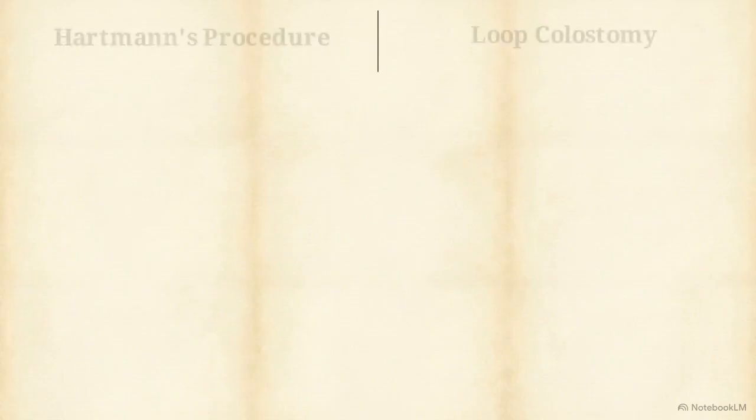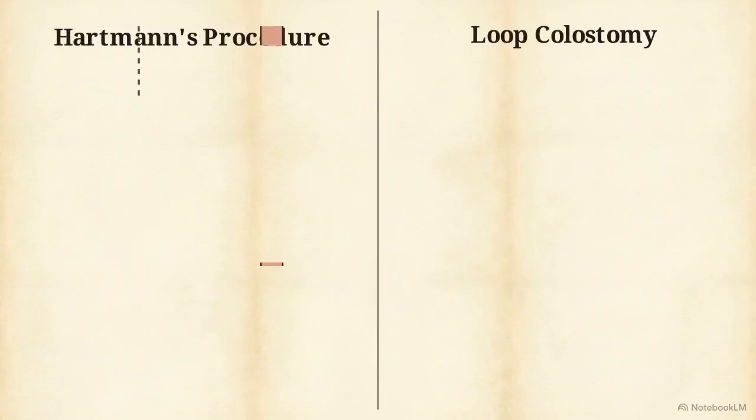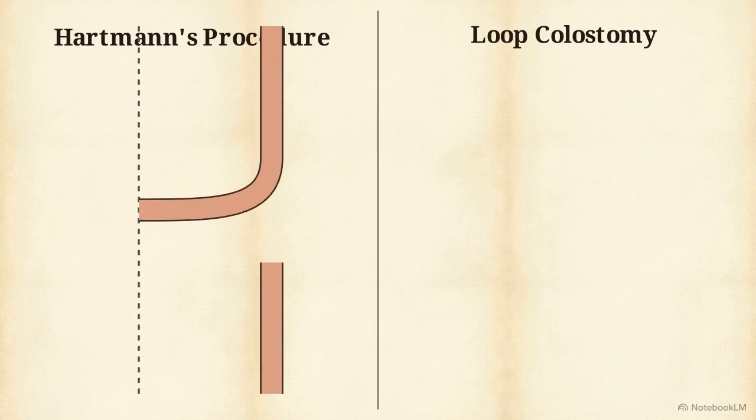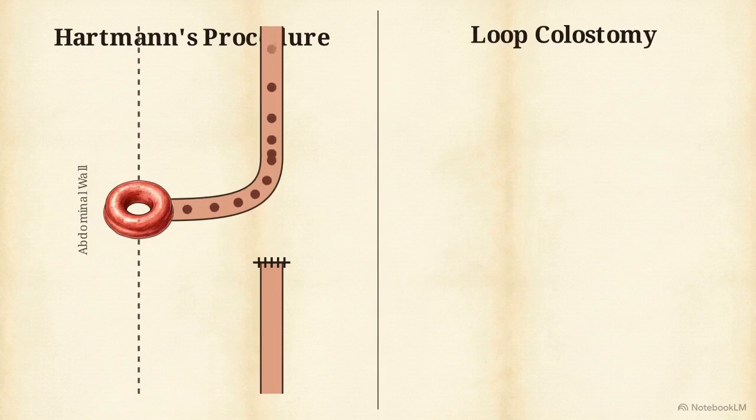Look at these two approaches. On the left, a Hartmann's procedure removes the diseased sigmoid colon, leaves the rectal stump closed, and routes the proximal colon out to the abdominal wall as an end colostomy. An end colostomy, like a Hartmann's, is often a permanent termination of the bowel tract.